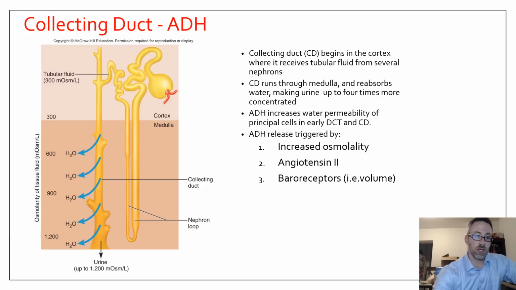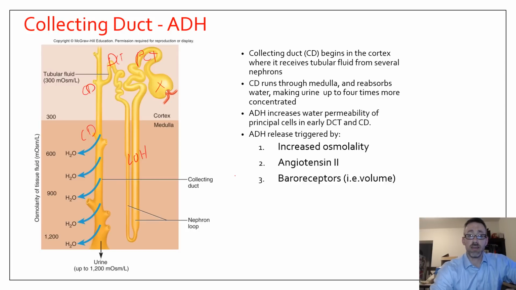If we look over here, just so you can see a visual, this is the glomerulus, the proximal convoluted tubule, and this is the loop of Henle. Then over here would be the distal convoluted tubule, and then this is the collecting duct in the cortex, and then the collecting duct in the medulla. The collecting duct runs through the medulla and reabsorbs water.